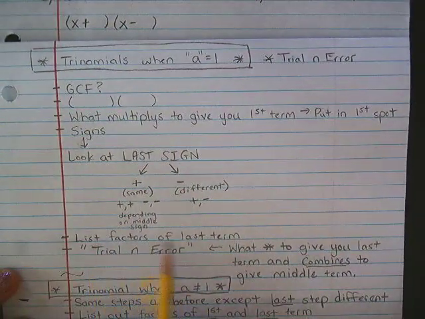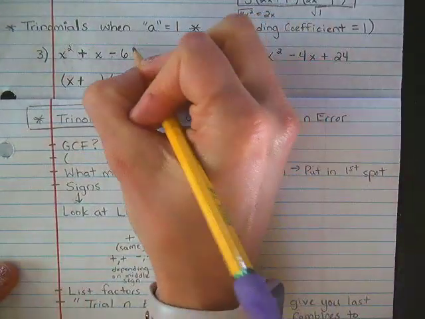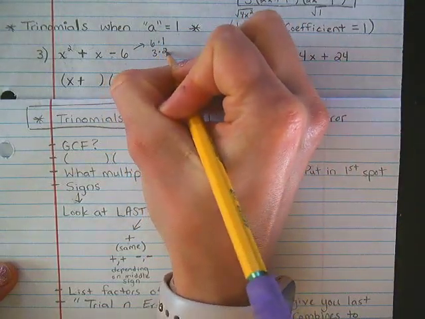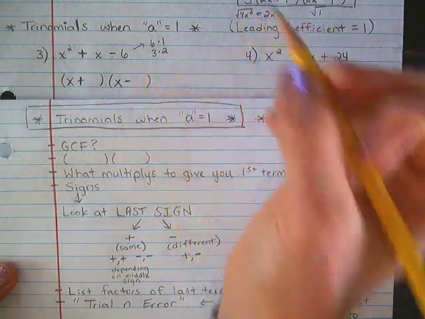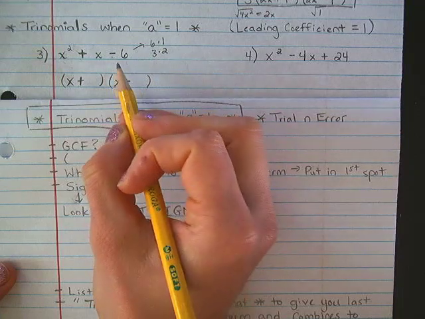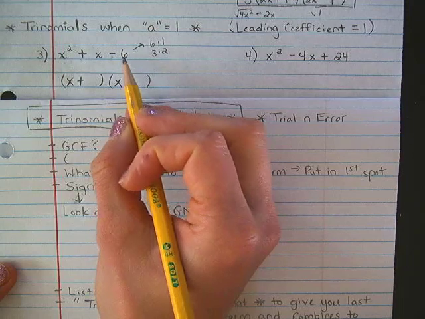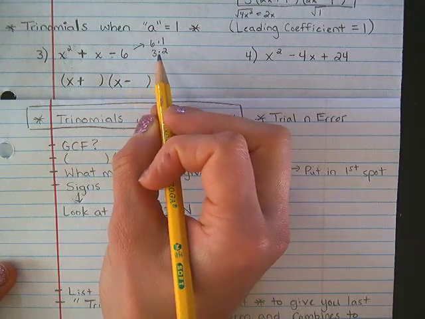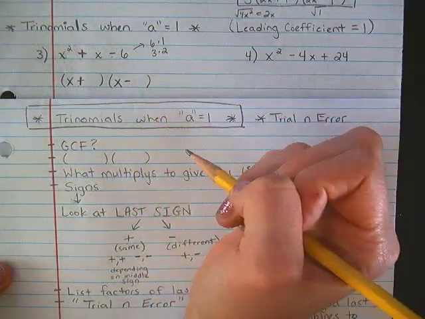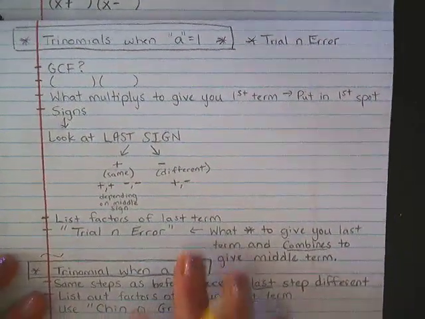You have to list the factors of the last term. All right, so what multiplies to give you 6? Well, 6 times 1, 3 times 2, and then I think that's it. And now if you have trouble figuring out what multiplies to give you 6, you can start dividing that number by all the numbers you can think of, and that should very easily give you those factors. Okay, and so from there, this is where the trial and error part comes from.